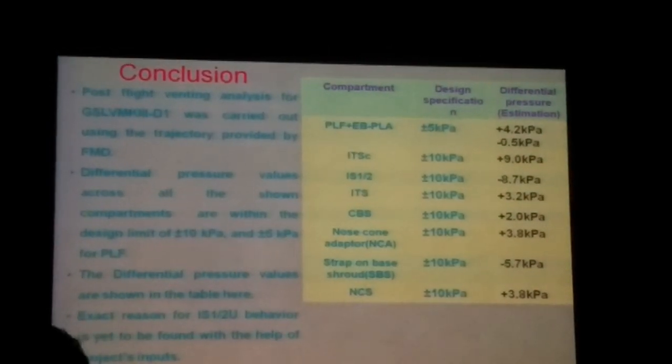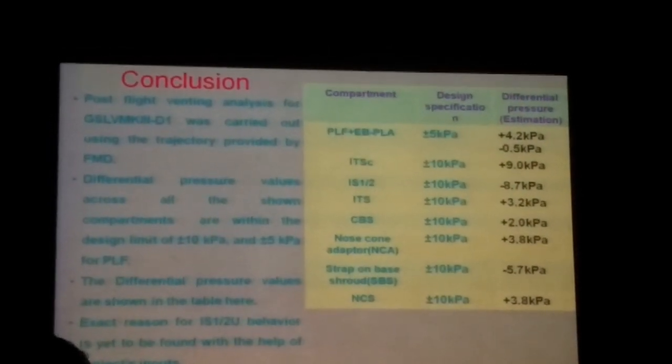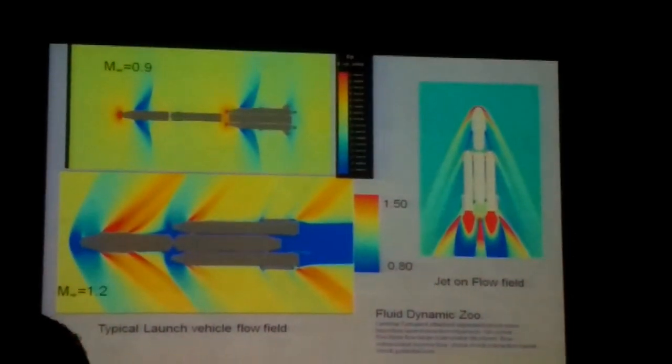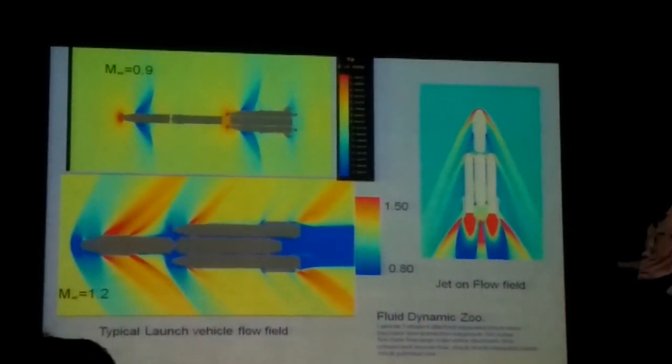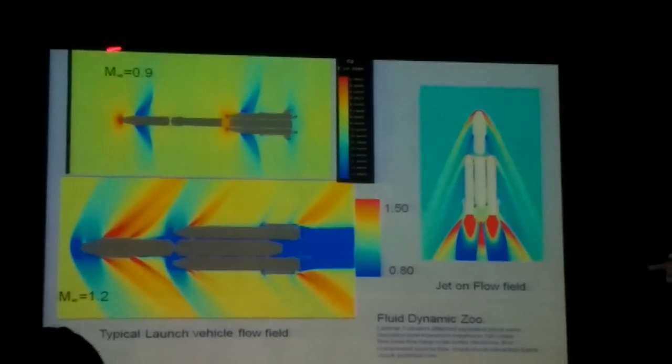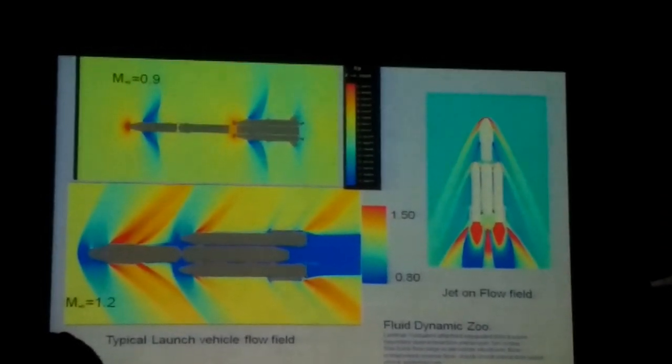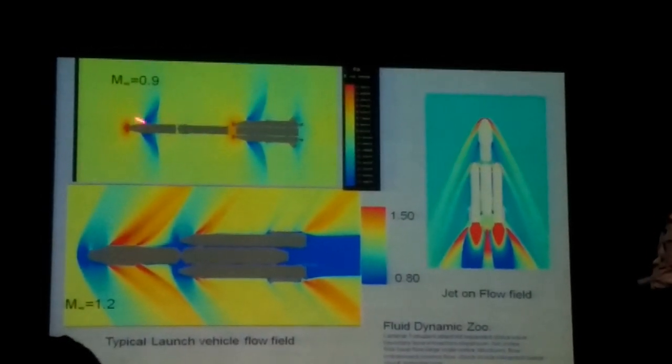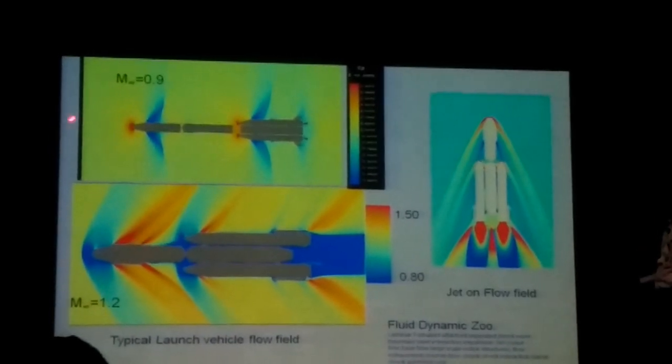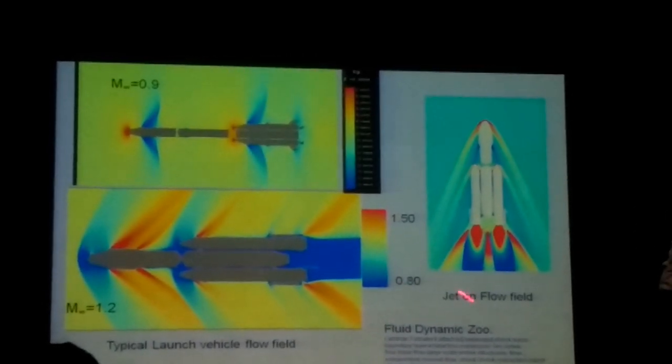Okay, and we have the several compartments which all are within plus or minus 10 kPa. So let us come to some of the typical flow problems. This is typically a flow field at Mach number 0.9. So you can see here, and we can say it is something like all types of flow is seen.